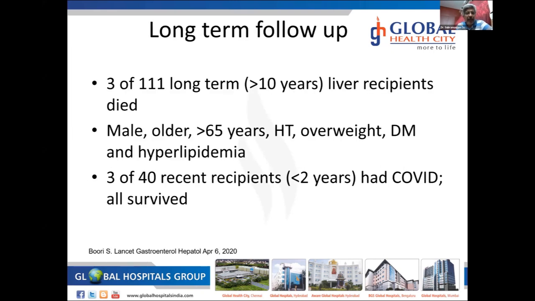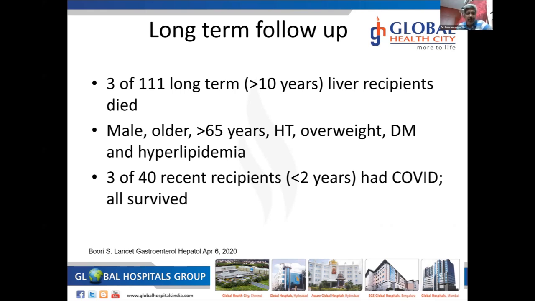What happens in patients who do develop COVID after transplant? This was the Italian group. They looked at their liver recipients who were more than 10 years out in northern Italy. They had 111 long-term liver transplant recipients. 3 of them died, and all 3 of them were male. They were older, more than 65 years, hypertensive, overweight, diabetic, and dyslipidemic. You know what? You really didn't need a liver transplant to kill them. All these risk factors are by themselves predictive of a really horrible outcome.